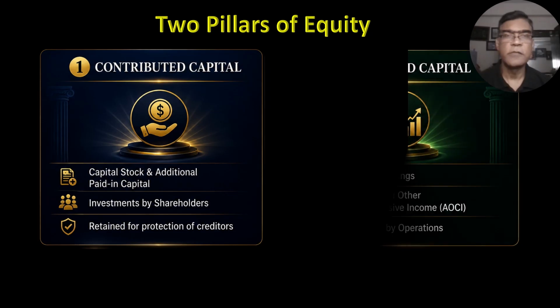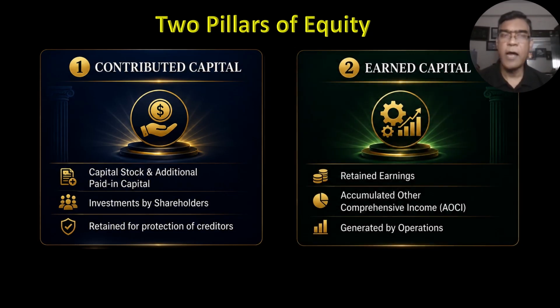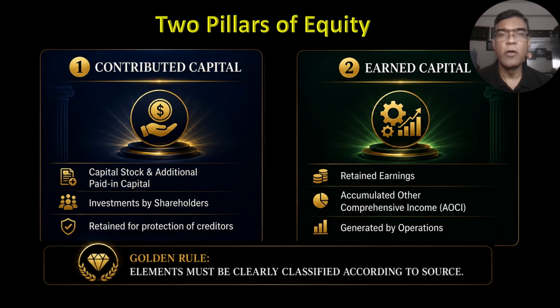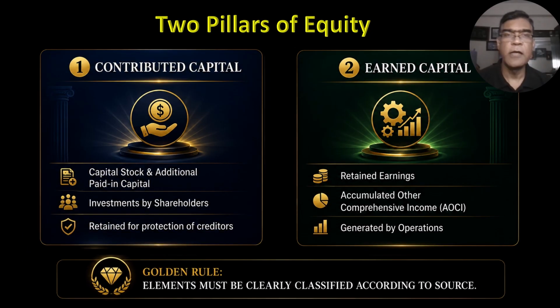Next comes retained earnings, the accumulated profits that the company has earned and kept rather than distributed as dividends. This is the engine of growth within equity. Then we have accumulated other comprehensive income, items like unrealized gains or losses that bypass net income but still affect total equity. So each layer builds upon the previous one, from shareholder investment to earned value, forming the complete structure of ownership. And here is a golden rule. Elements must be clearly classified in the financial statements according to source.